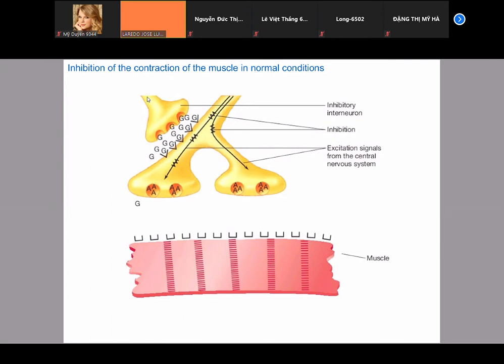That is possible because we have interneurons like this one that I show you here. These interneurons release GABA and glycine, and these neurotransmitters are inhibitors of the muscle's contraction. These neurotransmitters, glycine and GABA, bind the motor neurons and the release of acetylcholine is stopped. So this is how inhibitory neurons work to stop the contraction of the muscles.